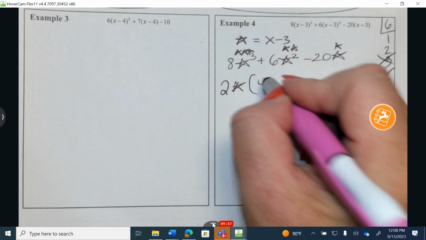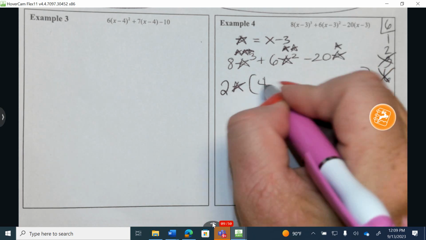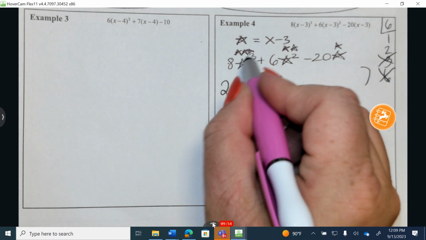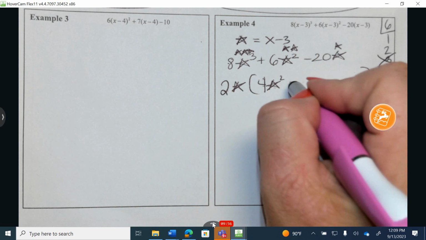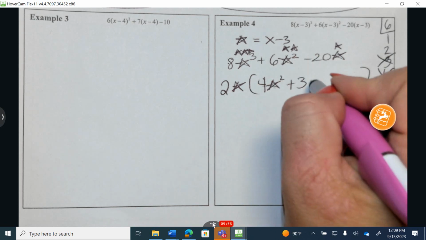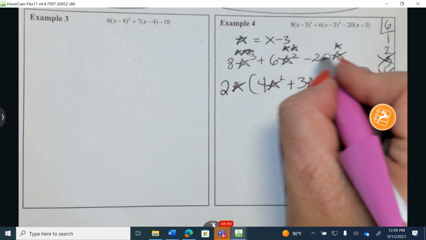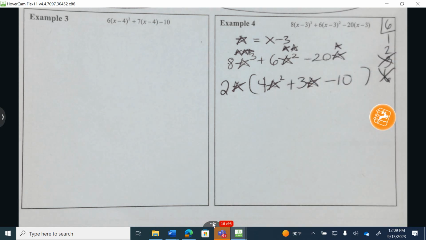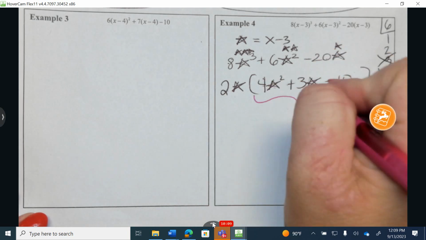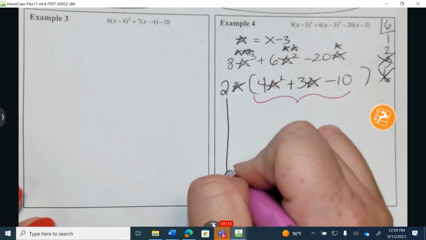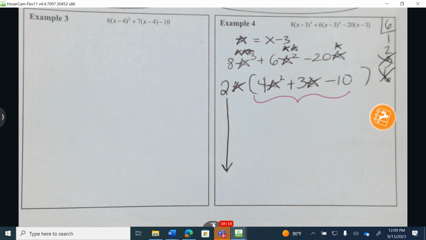4 times 2 is 8, and I need 2 additional stars to achieve star to the third. 2 times 3 is 6. I need one additional star. 2 times negative 10 is negative 20, and I already have the star. Please make that curly bracket and put it underneath the 4 star squared plus 3 star minus 10, and draw an arrow all the way down for the 2 star.